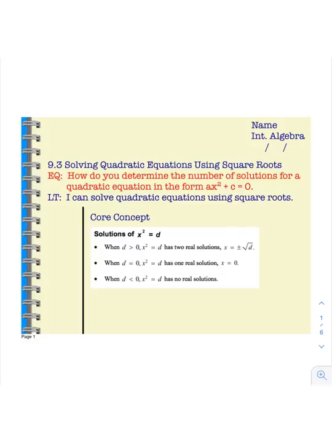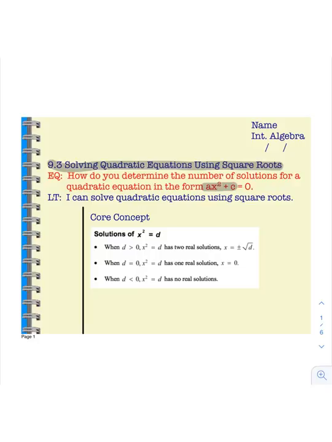Alright, so this section is on 9.3, solving quadratic equations using square roots. We can use this method when we only have a quadratic equation, ax squared plus c. There is no middle term, there is no bx. It's just the x with the exponent of 2, and then any regular numbers with no variable.